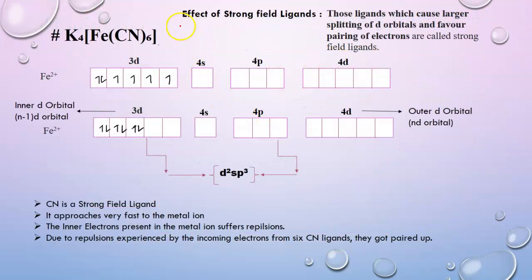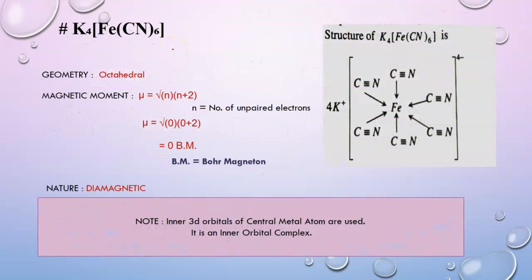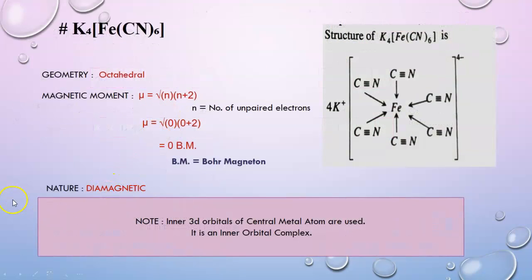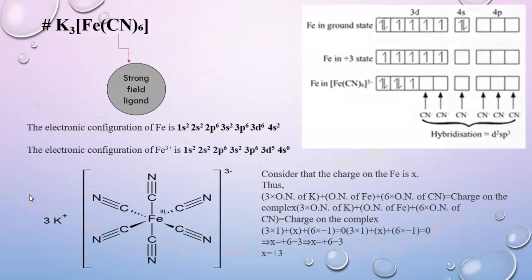Alright. So I have mentioned the effect of the strong field ligand over here. A strong field ligand causes larger splitting of d orbitals and favors the pairing of electrons. Correct? That we have already discussed. So what will happen? It will get paired like this. Correct? Yes, you can see. Alright, so pairing occurs now, and you can see the unpaired electrons like this.